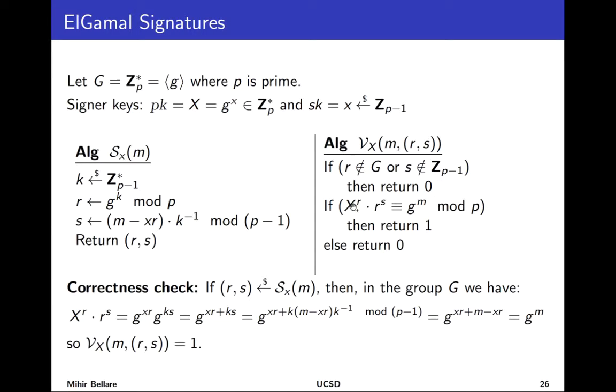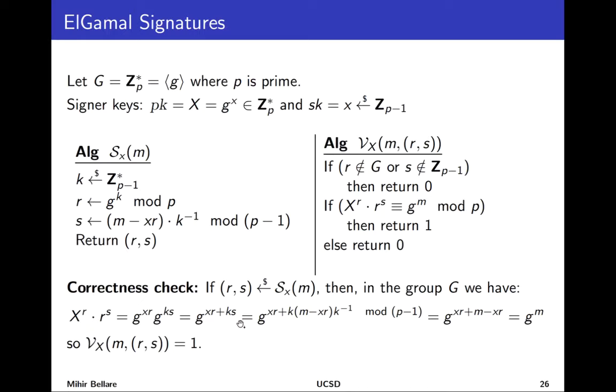So we look at the equation. We are assuming here that this has been generated through the signing algorithm, so all of these equations are true. And now compute X to the power r times r to the power s, and just substitute. Big X, here is the public key, is g to the little x. We know that from here. Little r from here is g to the k. So raising it to the s, we get this. Simplify that as g to the xr plus ks.